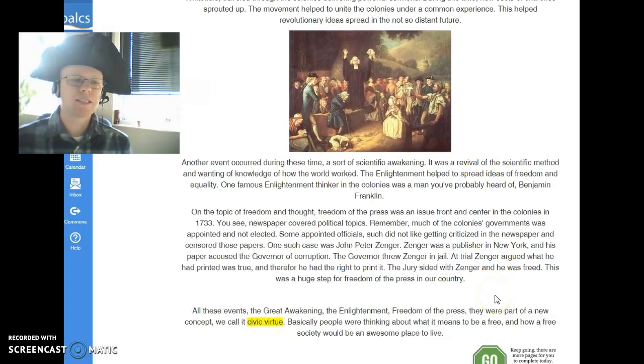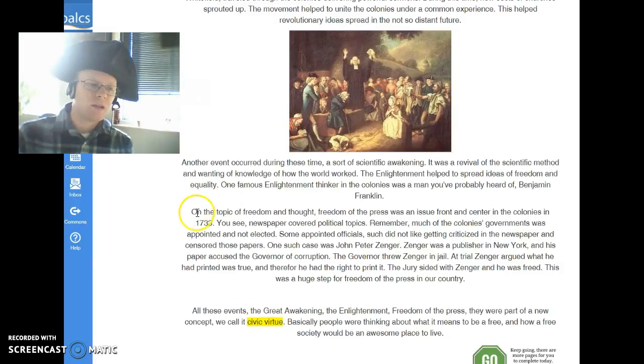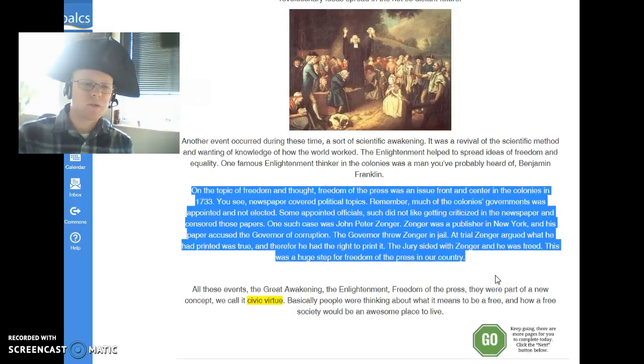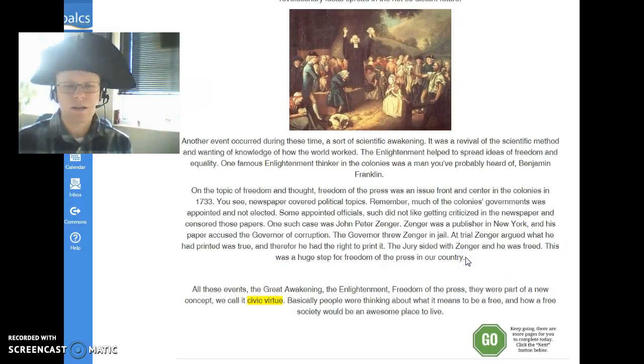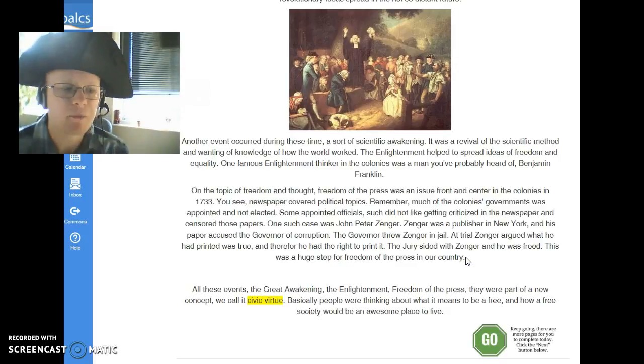Another event occurred during these times, a sort of scientific awakening, if you will. It was called the Enlightenment. It was a time when people started doing experiments and understanding the world around them, and a lot of science. The Enlightenment helped to spread the ideas of freedom and equality. One famous Enlightenment thinker in the colonies that you may have heard of was Benjamin Franklin. There's not too much on the Enlightenment, but there's a good bit on this last topic we're going to hit, on the topic of thought and freedom.